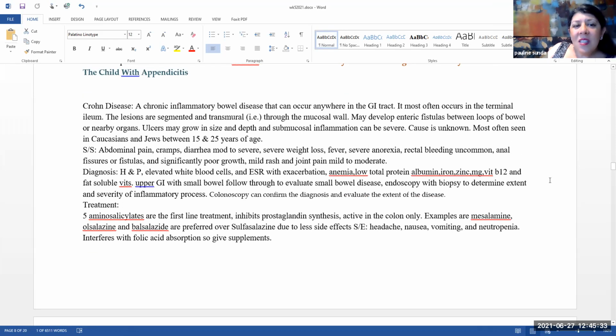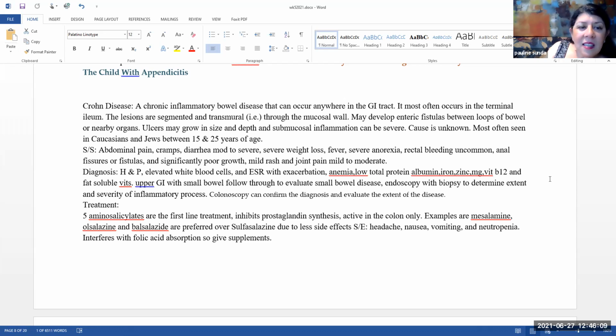Crohn's disease. This is a chronic inflammatory bowel disease that can occur anywhere in the GI tract. It most often occurs in the terminal ileum. The lesions are segmented and transmural. That basically means that they can go through the mucosal wall. They may develop enteric fistulas between loops of the bowel or nearby organs. Ulcers may grow in size and depth, and submucosal inflammation can be severe. The cause is unknown, but it is most often seen in Caucasians and Jewish people between 15 and 25 years of age.